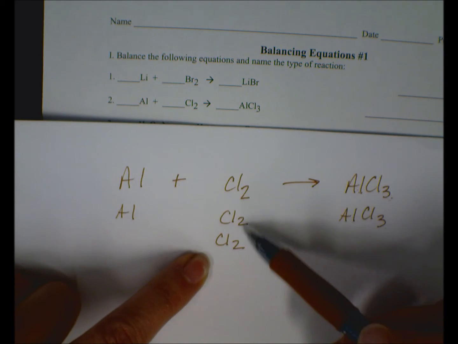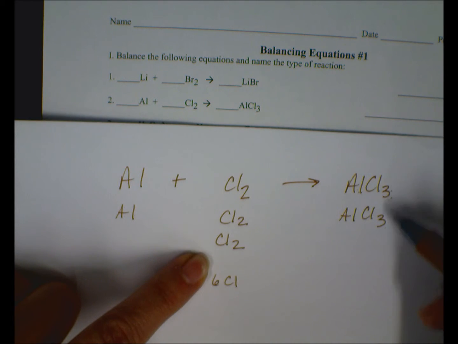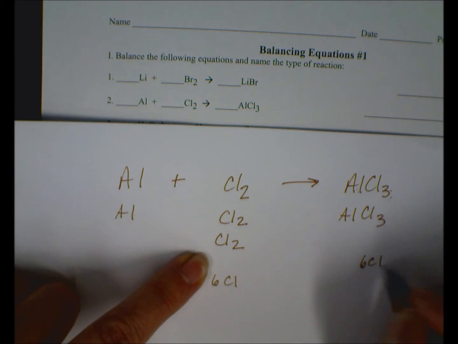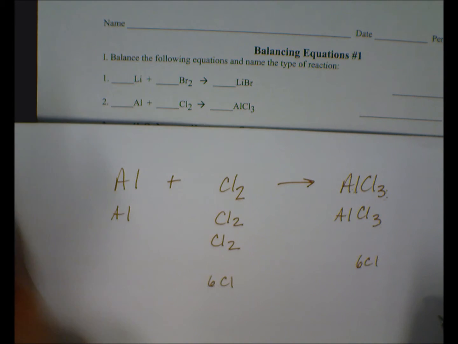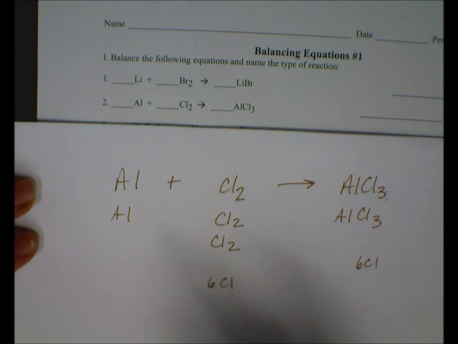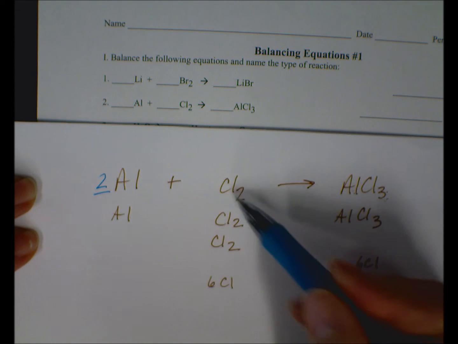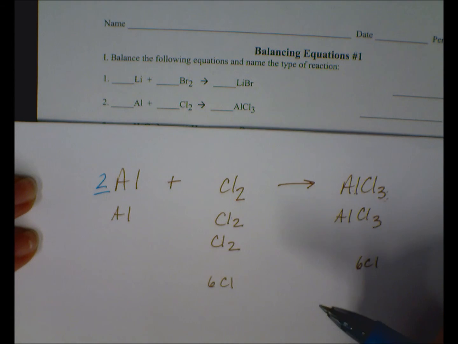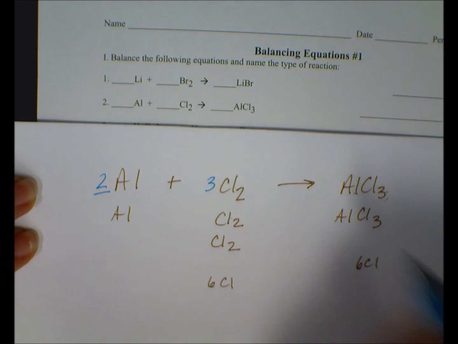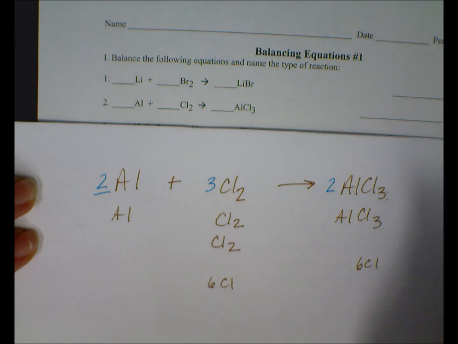If I add up my 2's, that would give me 6 chlorine. If I add up my 3's, that gives me 6 chlorine. So then it would be balanced, and this is how it looks when you're actually finished. The total number of aluminum that I see is 2, so I put a 2 there. The total number of Cl2's that I have are 3, so I write a 3. The total number of AlCl3 that I have written is 2, so I put a 2 there.